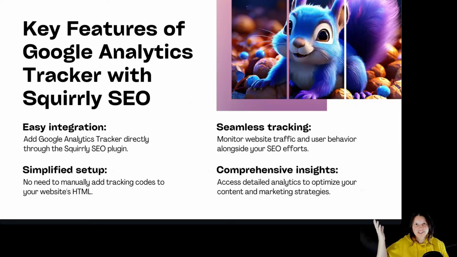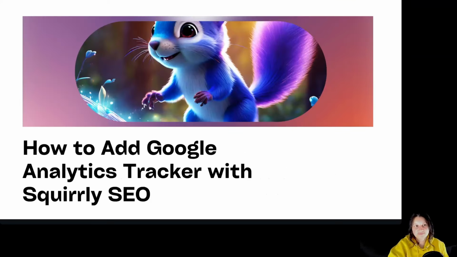So what are the key features of Google Analytics Tracker with Squirrly SEO? It offers an easy integration. Add Google Analytics Tracker directly through Squirrly SEO plugin. It is a very simple setup. No need to add tracking codes to your website's HTML. You will be able to monitor website traffic and user behavior alongside your SEO efforts. And let's not forget, you will be able to access detailed analytics to optimize your content and marketing strategies.